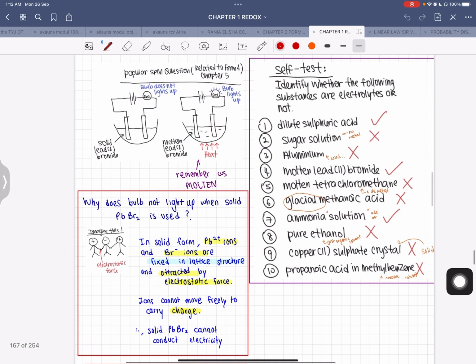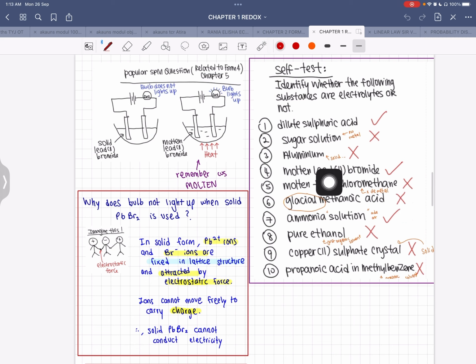And if you look over here, identify whether the following substances are electrolytes or not. These are basically the same thing we've learned. They have to be something that's acid or alkali, but not glacial or dry, and not in an organic solvent. And ionic compounds are electrolytes, remember? The reason why this is not an electrolyte is because this is basically solid. And over here, molten tetrachloride is not an ionic compound. Glacial methanoic acid is an acid, but it's glacial, so therefore it's wrong.